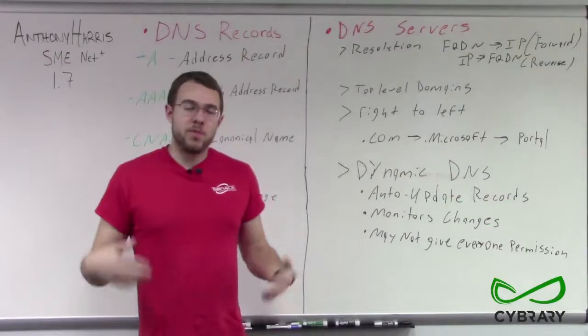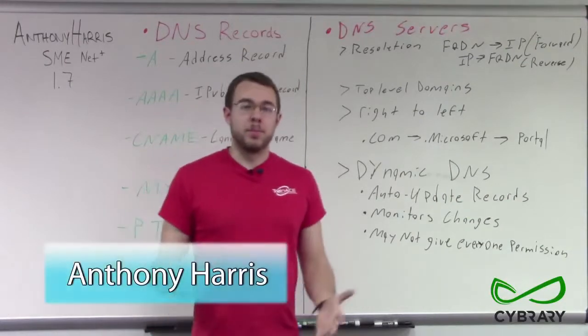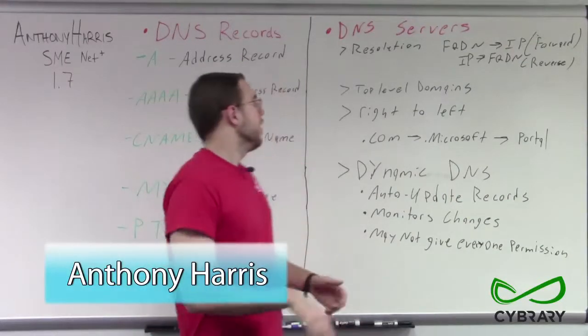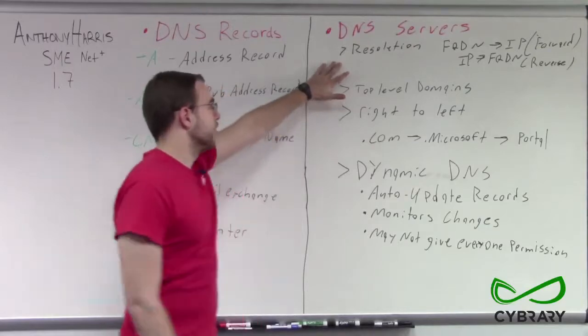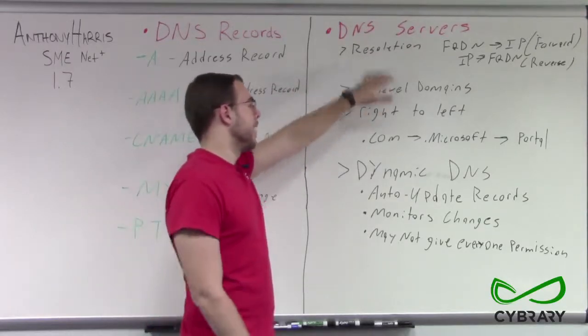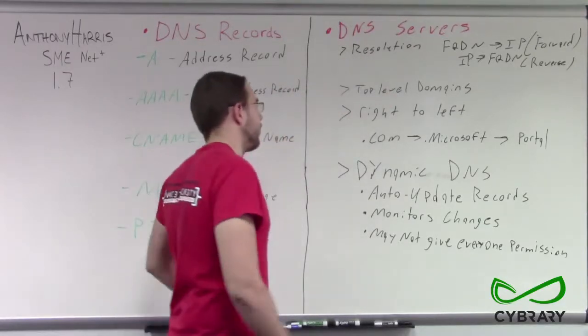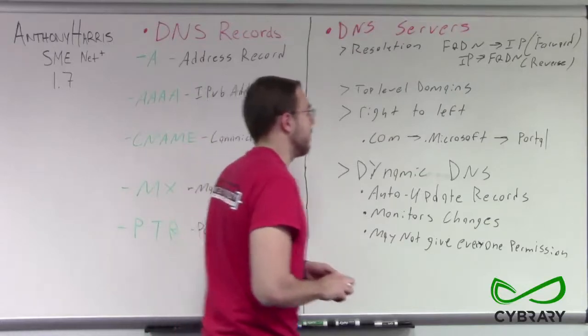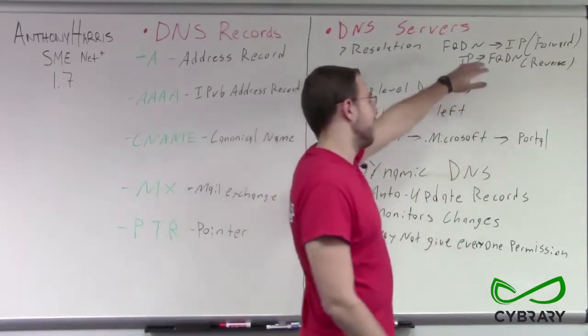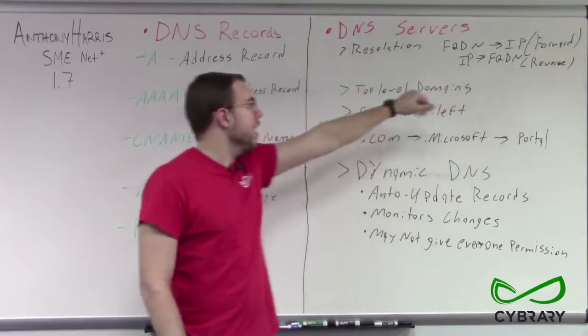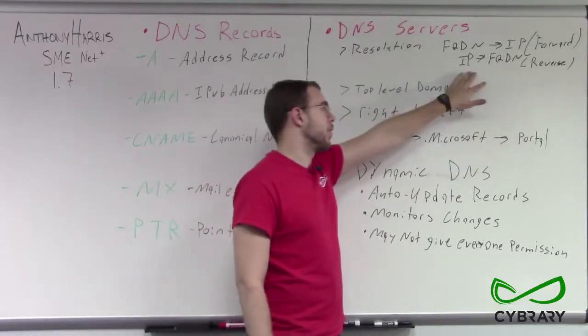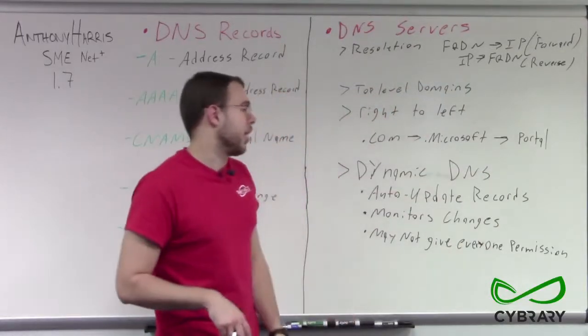So what are some of the more specific functions that our DNS server performs? Well, let's take a look. Our DNS server, as we mentioned, performs resolution. Now, our resolution goes two ways. It goes fully qualified domain name to IP address, and these are known as forward lookups. And then we have IP address to fully qualified domain name, reverse lookups.